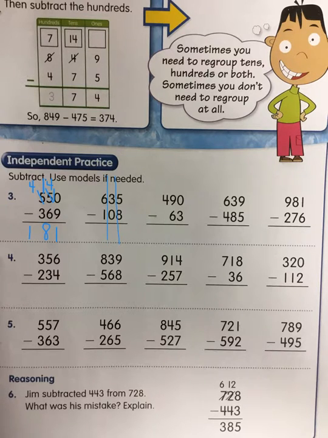5 minus 8 I cannot do, so I need to go next door. The 5 becomes a 4. And then I'm going to give 1 to my 5, so it's 15. So 15 minus 8 is, I'm going to count up, 8, 9, 10, 11, 12, 13, 14, 15. So that's 7. Okay, now 4 minus 0, I can do that. It's 4. And 6 minus 1 is 5. So my answer is 547.